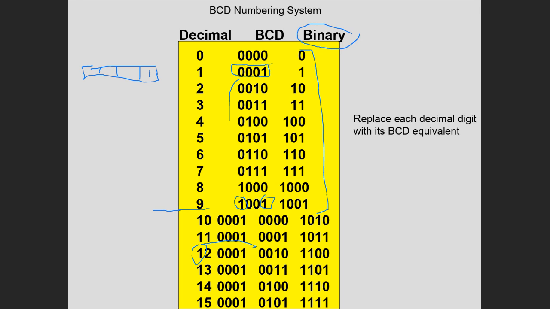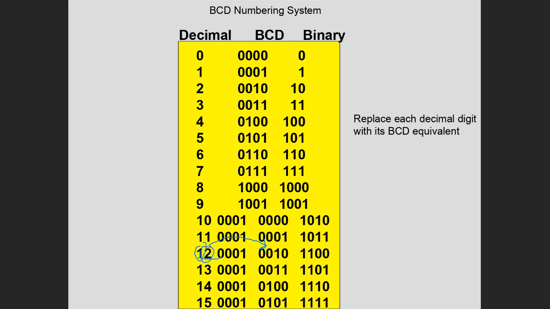Actually, that's not right. Let me see if I can erase that. Still trying to learn. There we go. All right. So what I was trying to show you is the 2. This 2 for number 12, I got to represent that 2 using 4 bits. So this 2 right here is represented right here, and then this 1 right here is represented right here. So I use 4 bits, 4 binary digits, to represent each digit.